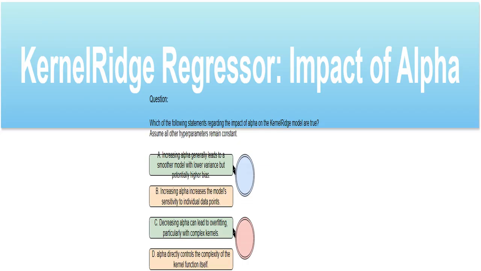This section introduces the core topic, how the alpha parameter affects the kernel ridge regression model in sklearn. We'll be investigating how adjustments to alpha influence the model's behavior. Think of alpha as a tuning knob. We're asked to identify the true statements about the effect of alpha on the model's performance. I'm going to help you understand each choice carefully.